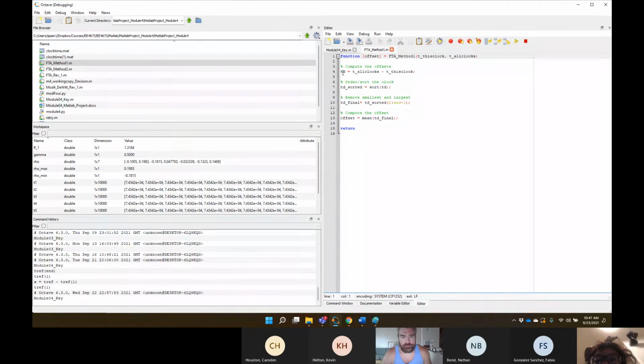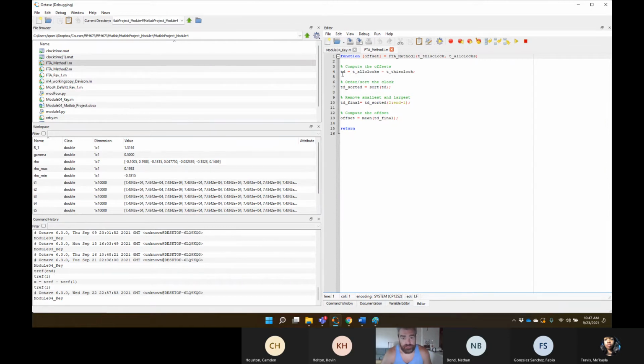So we're computing the offsets, because obviously you've got to calculate for all of them. If you just take all the clocks minus this clock, you've got all the offsets. If you do that in a loop, that's fine. But remember, we're in MATLAB, so you should be thinking array-based. Sort them. There is a built-in sort function in MATLAB.